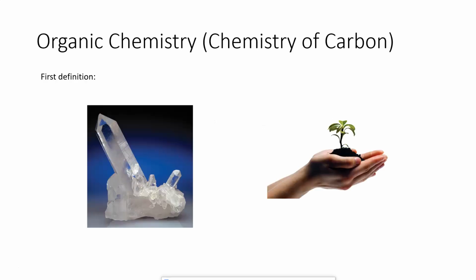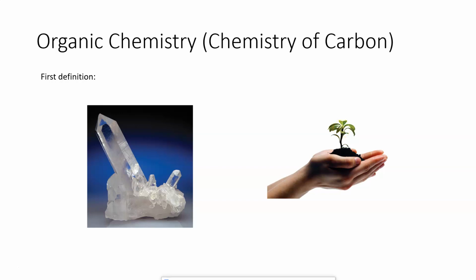And the first definition that was created was that organic chemistry is the chemistry of carbon. However, in compounds like these, for example, diamond, you have only carbon here, but this compound is inorganic. In contrast, you have this plant here that contains other elements than carbon, and this one is considered organic. So what is the difference?